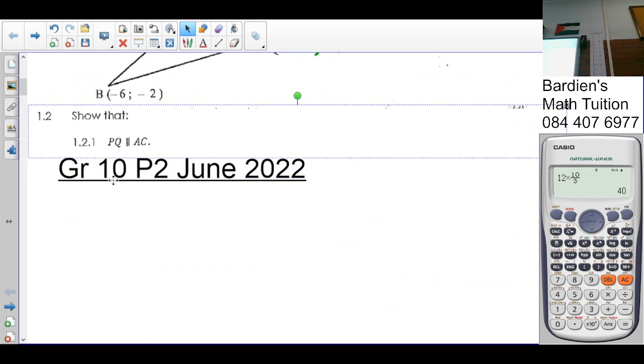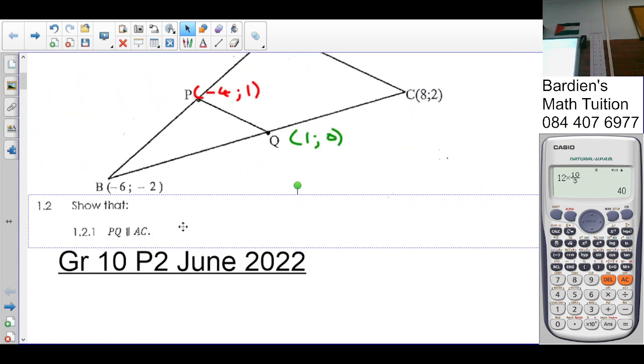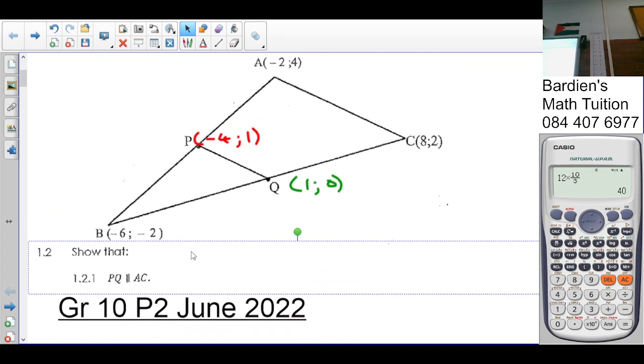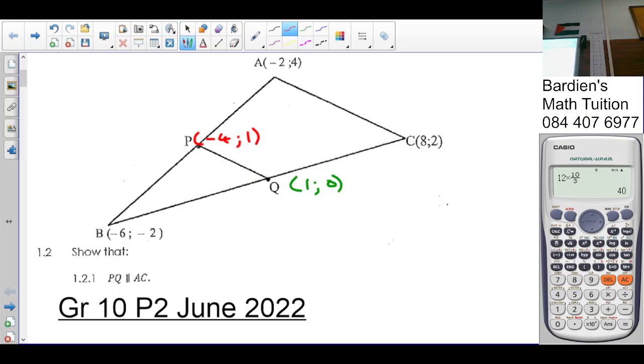In number 1.2 we are told, show that PQ is parallel to AC. So if lines are parallel, we know that gradients are equal. Okay? So we work out the gradient of PQ. So the gradient of PQ is going to be y2 minus y1 over x2 minus x1. So y2 is 1 minus 0 over -4 minus 1. So that gives us an answer of 1 over -5.